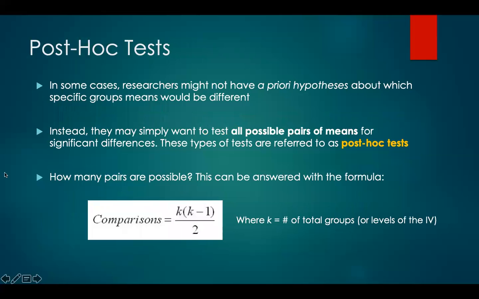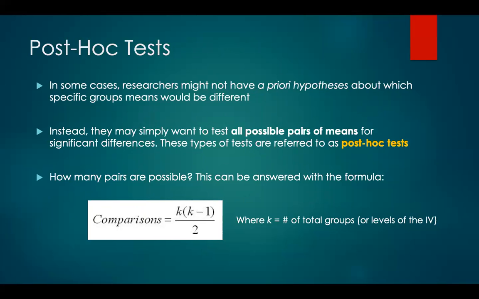In some cases, researchers might not have a priori hypotheses about specific group means. So instead, they may simply want to test all possible pairs of means for significant differences. These types of tests are referred to as post hoc tests. So how many pairs are possible? This can be answered with a simple formula, where k is the number of total groups or levels of the independent variable. And the formula is k times k minus 1, divided by 2.